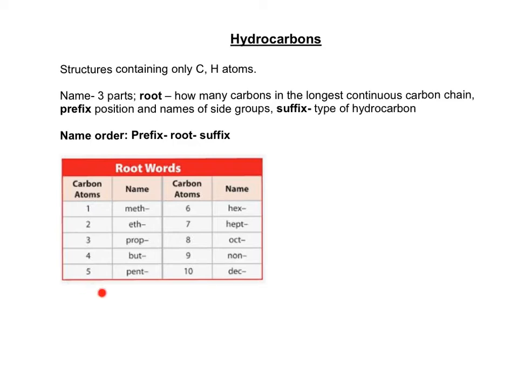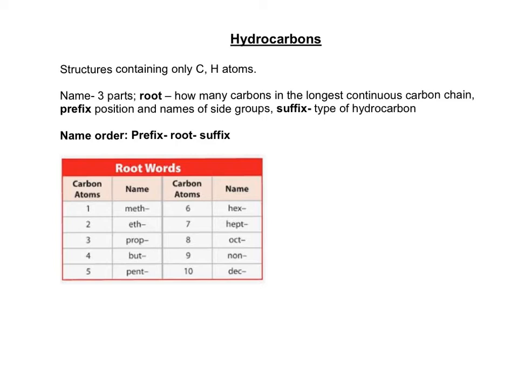And here I've included a table of the first 10 root words for carbon chains. And this is going to be the same for all organic compounds. So this is really something you need to memorize. You change the ending, the suffix, depending on the type of hydrocarbon that you have.